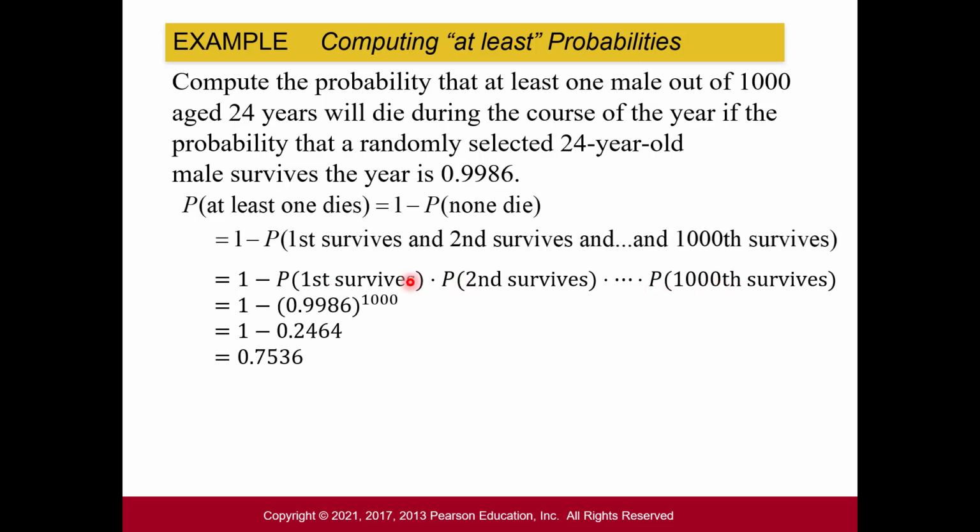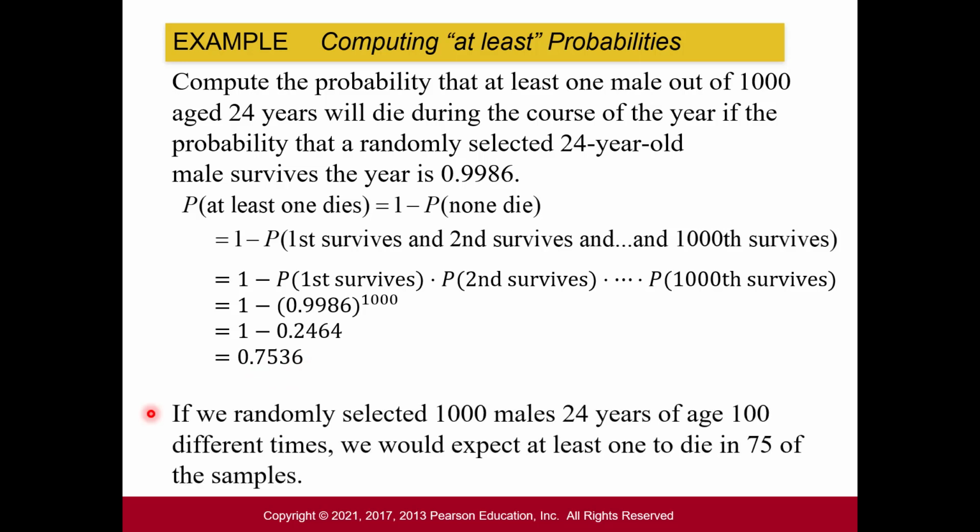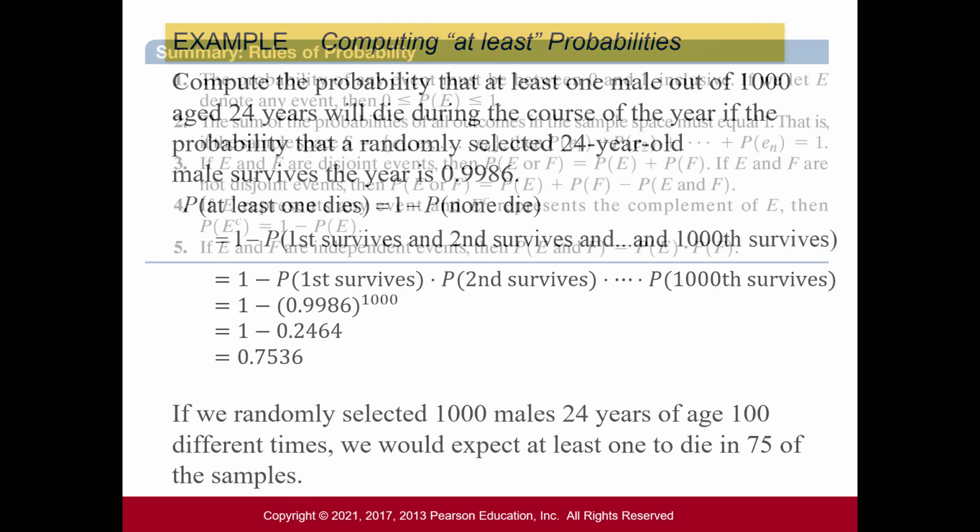We multiply those, and the short way to do that is that since it's the same probability for each one, we're just going to raise that probability to the 1,000th power. And then 1 minus that number gives us 75.36%. So if we randomly selected 1,000 males 24 years of age, and we did this 100 different times, we would expect at least 1 to not survive in 75 of the samples.